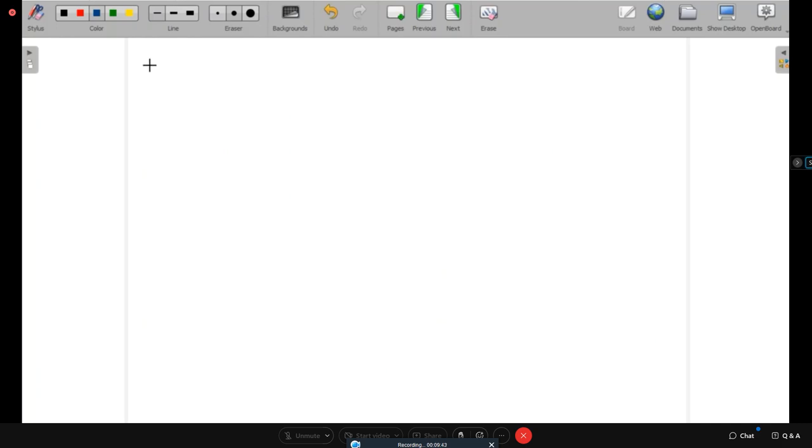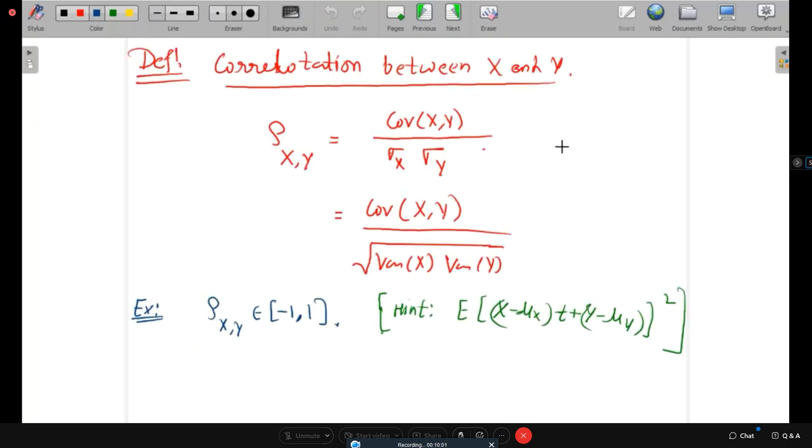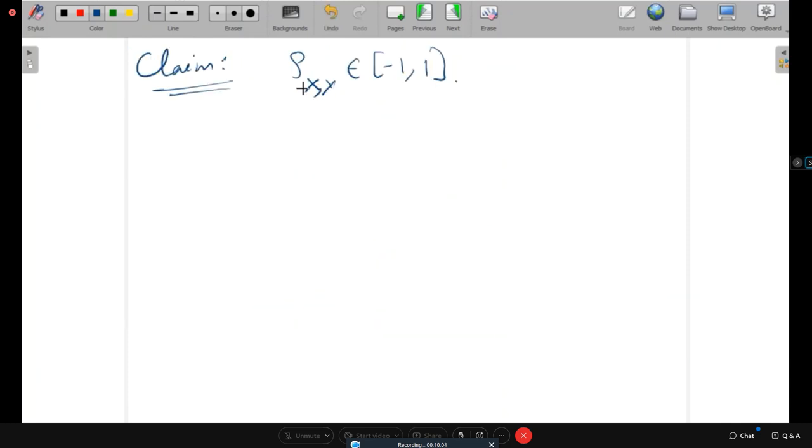I found a very simple approach, which will make it very clear. Our claim is to show that the correlation coefficient belongs to the interval minus one to one. You know that the correlation coefficient of x comma y is defined as the covariance of x comma y divided by sigma x and sigma y, where sigma x and sigma y are the standard deviations of random variables x and y respectively.